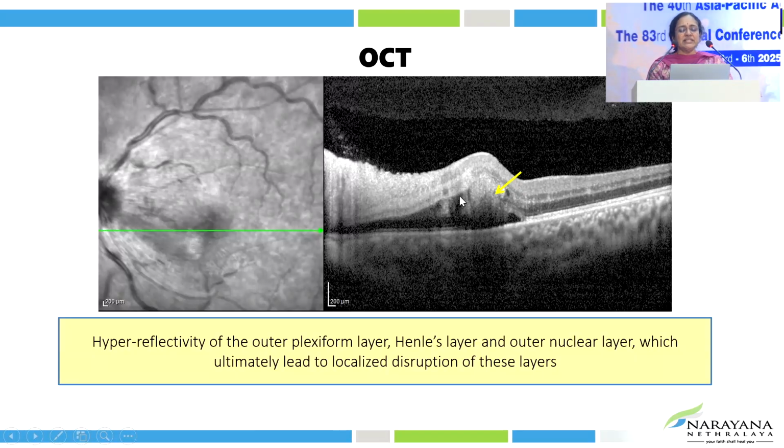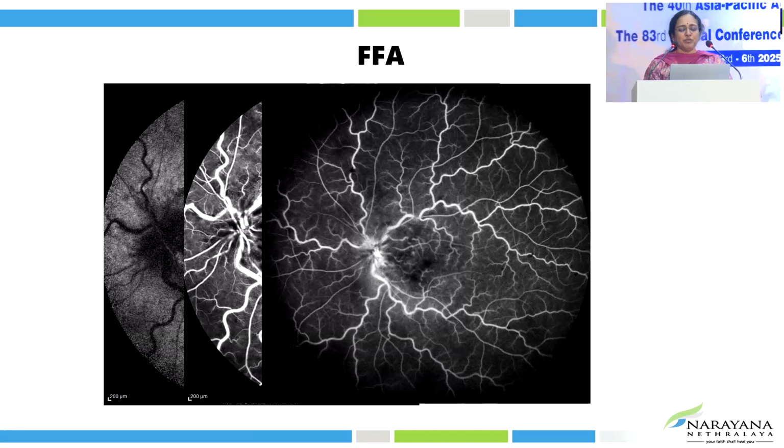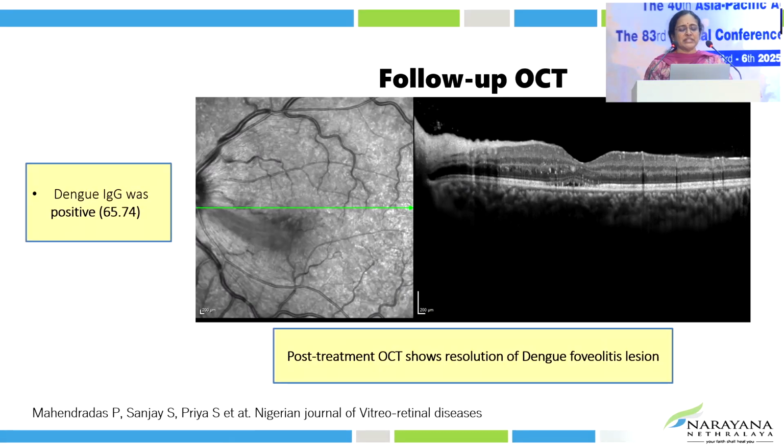Whenever we see this kind of a morphology on OCT, it's a foveolitis. We need to suspect dengue infection, and dengue serology was positive in this patient. FFA shows early hypofluorescence with late hypofluorescence. So following treatment with systemic steroids, we could see the resolving foveolitis in this patient.